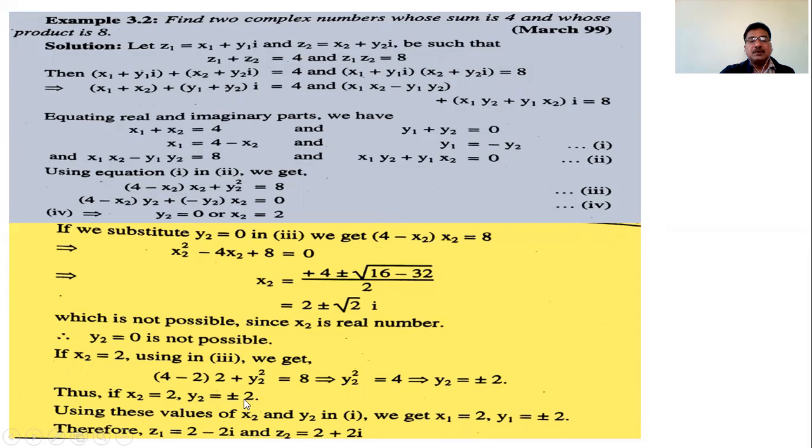So x2 is 2 and y2 is plus or minus 2. Take either plus 2 or minus 2. If we substitute this in equation number 1, x1 is 4 minus x2 and y1 is minus y2, we get these values: x1 is 2, y1 is minus 2. That is, take here plus 2, then we have here minus 2. And therefore the two numbers are 2 minus 2i and 2 plus 2i.